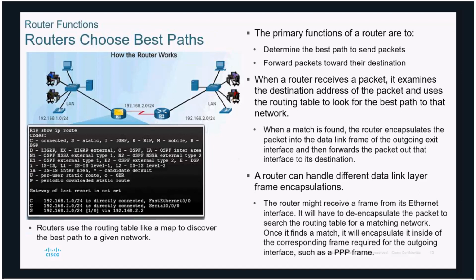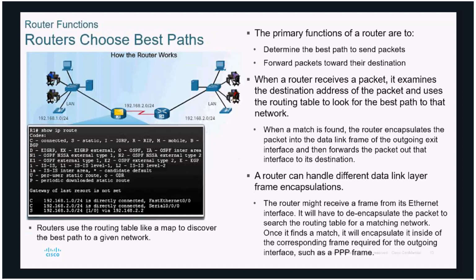It's just saying, right, okay, your destination IP address wants to go to 192.168.3. So it's going to see which connections it has, which networks it is connected to, and based upon that, it will choose. It uses a matching system, and if a match is found, the router then encapsulates the packet into a data link frame of the outgoing exit interface and forwards the packet out of the interface to its destination.